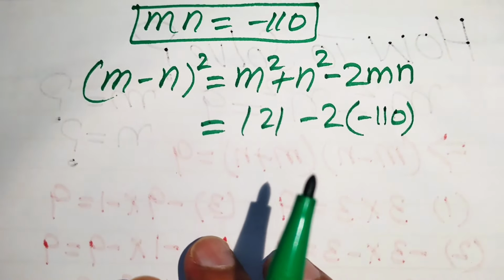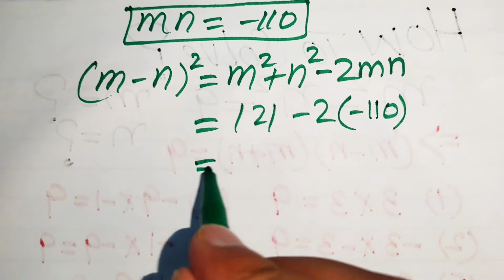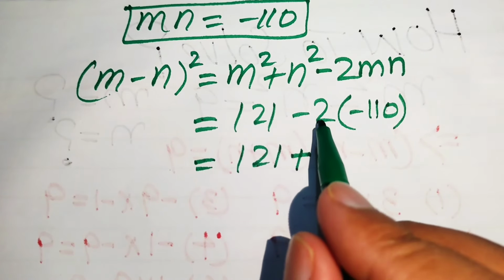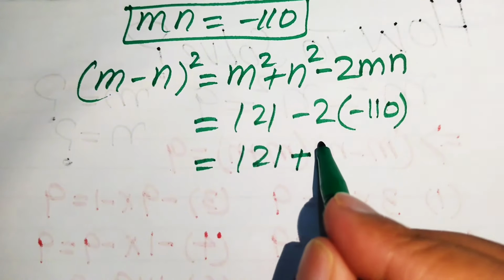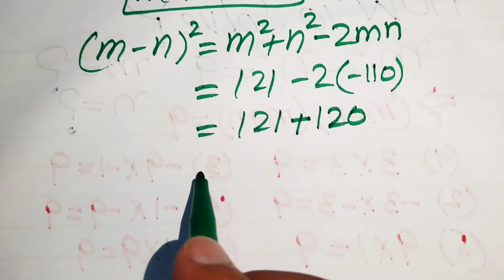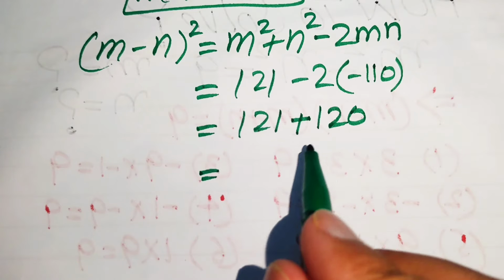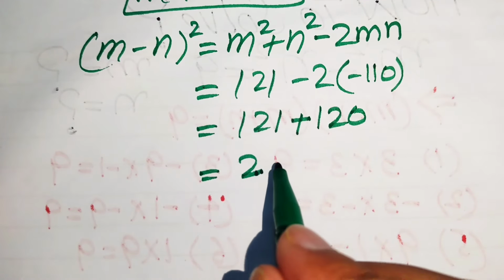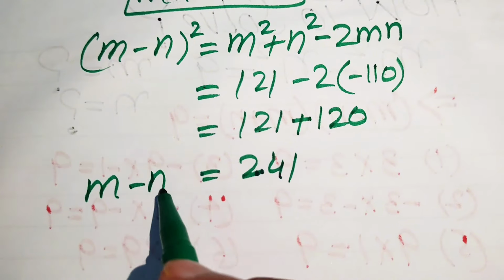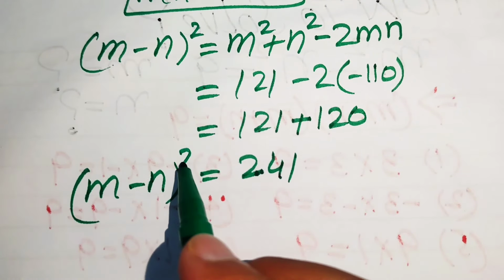Now in the next step we need to simplify this equation, and here we have 121, and minus minus is plus, and 110 multiplied by 2 is equal to 220. So when you add these two values, you get 241. So this is the value of (m minus n) whole square.